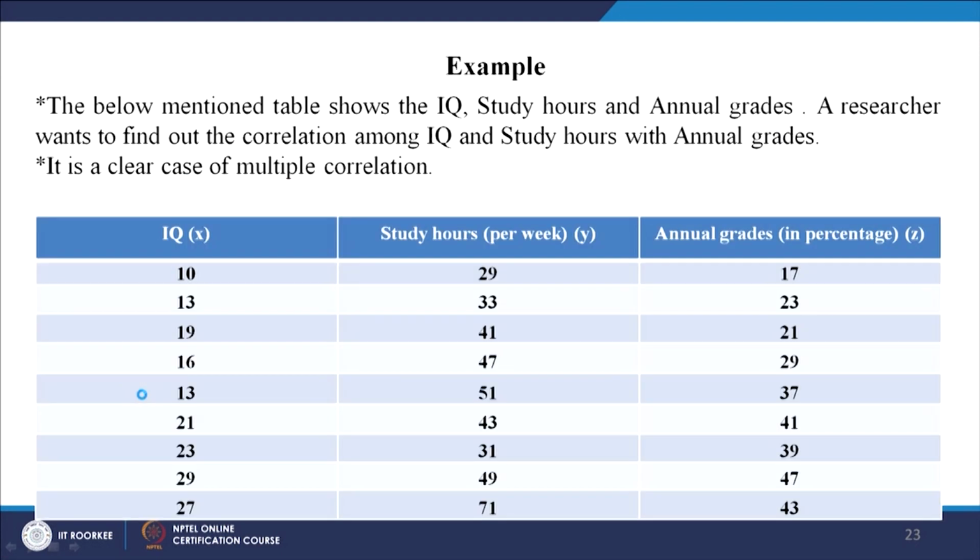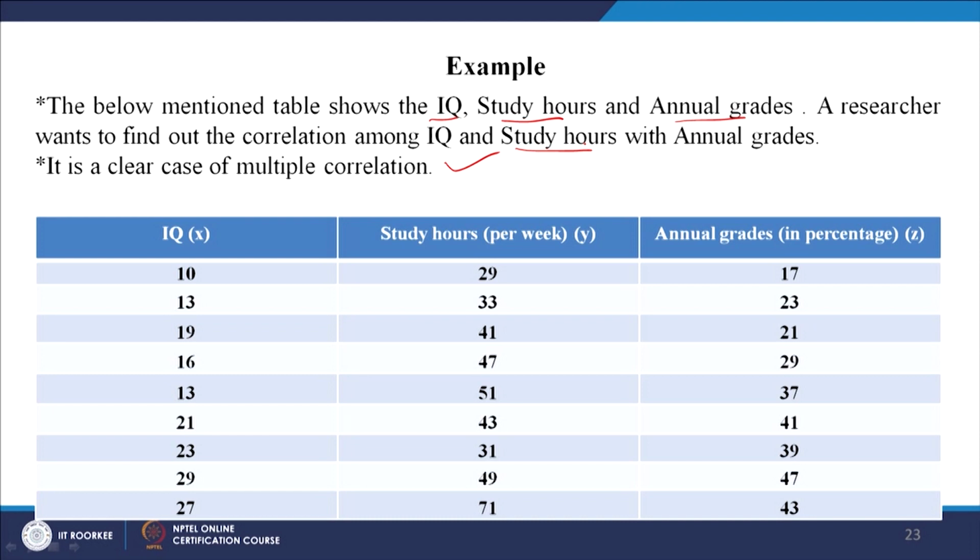Okay. Now, take this example. A study shows that IQ, study hours and annual grades are related. A researcher wants to find out the correlation among IQ, study hours and annual grades. So, it is a clear case of multiple correlation. However, if somebody had said, let us take the study hours as a control factor, then it would have been a partial correlation. But here we are not controlling anything, we are taking all three at the same time.